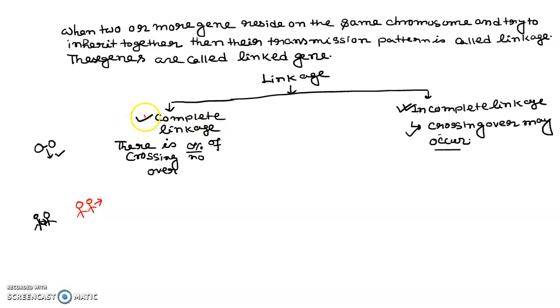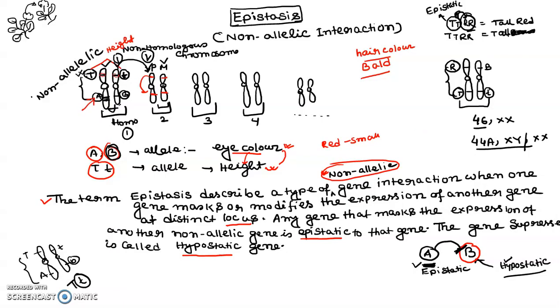Linkage can be of two types: one may be complete linkage, the other incomplete linkage. Complete linkage means 0% crossing over, and in incomplete linkage there is a high chance of crossing over. That's the major purpose. Now coming to epistasis.